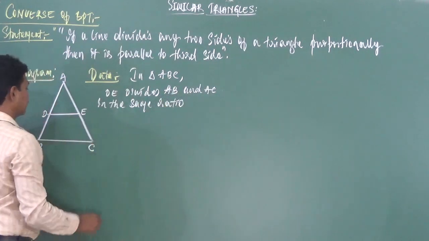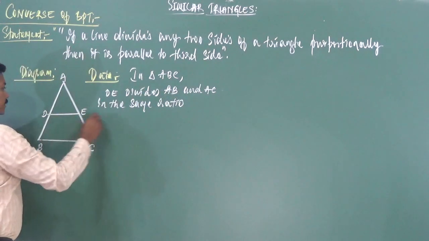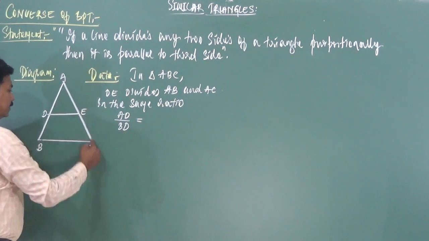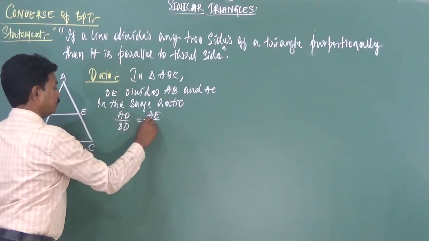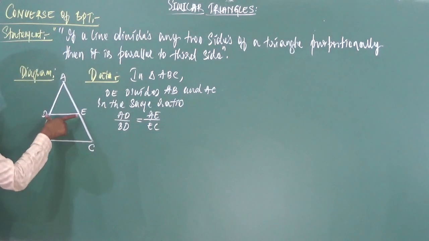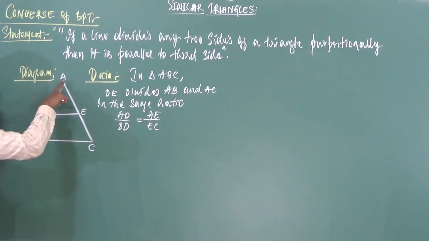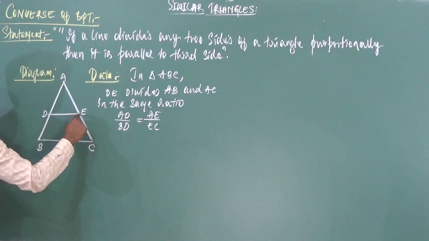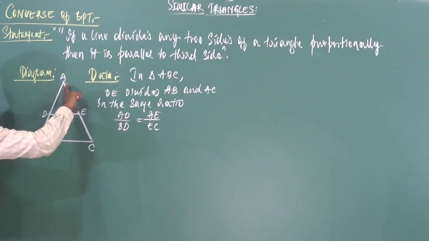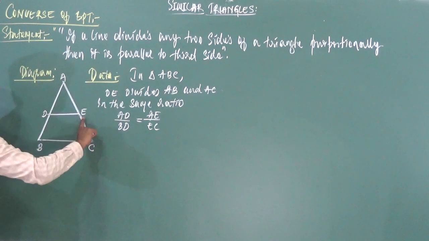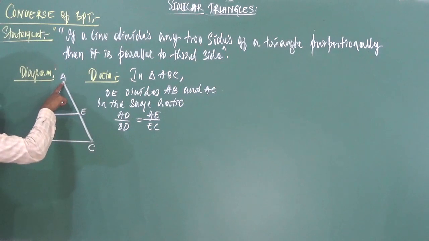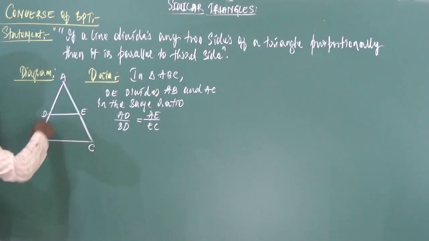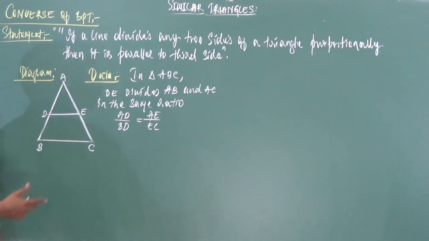So this can be mathematically written as AD by BD is equal to AE by EC. That means the line DE divides AB in the ratio AD to BD, and at this point E, it divides the side AC as AE and EC. So the ratio between AD and BD is equal to AE and EC. This line divides these two sides of the triangle proportionally.